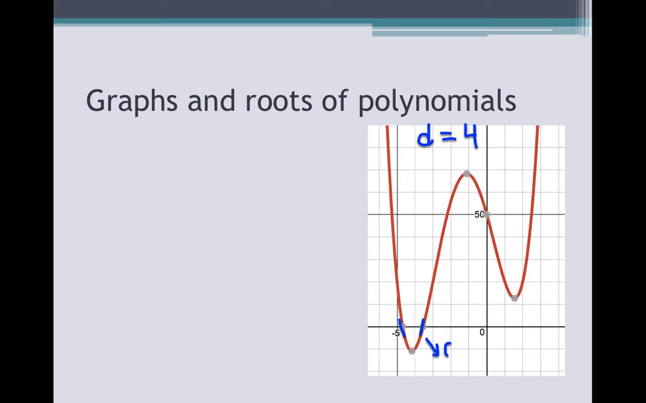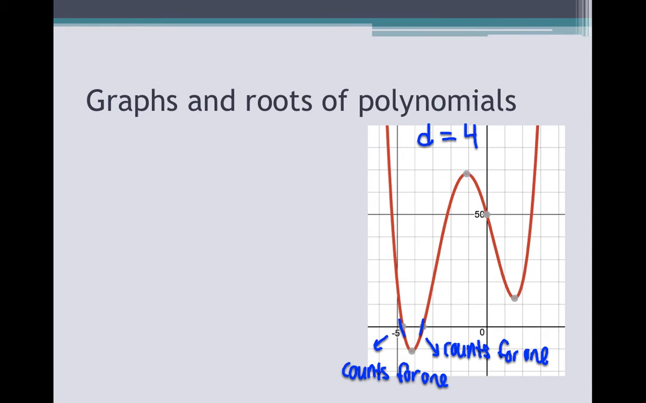So I'm going to say this counts for 1. And this one also counts for 1. And that's because they have a multiplicity of 1 because they go straight through that x-axis. But the degree is 4. And this counts for 1 and this counts for 1. So I know I have two real roots, the ones that I can see as x-intercepts.